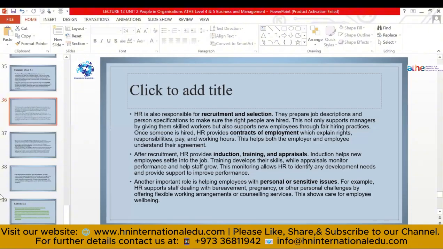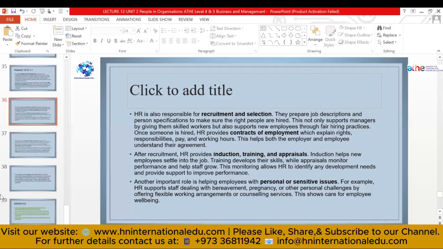Induction helps new employees settle into the job. Training develops their skills, while appraisals monitor the performance and help the staff grow. This monitoring allows HR to identify any development needs and provide support to improve the performance. If there is a need, you can go ahead for it.